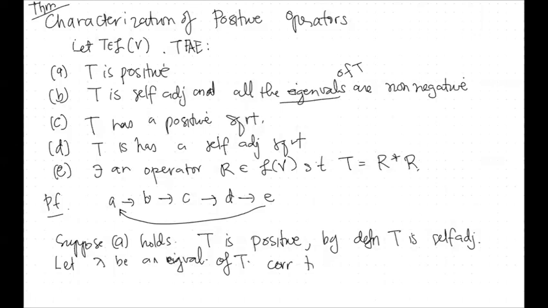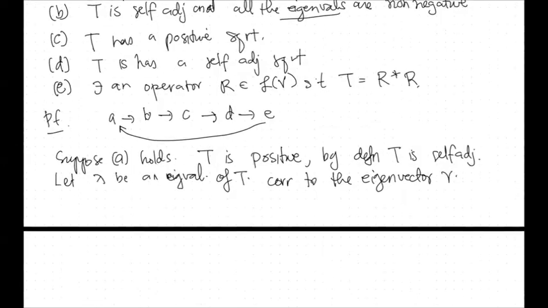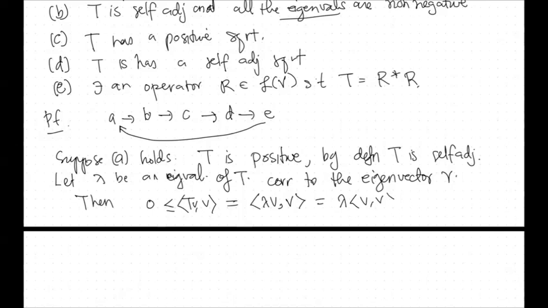Corresponding to the eigenvector v, then your inner product of T v with v is greater than 0. And then T of v is just lambda v, because lambda is an eigenvalue of v. Then you can put the lambda out. This is the inner product of v with v, and then you have a lambda.